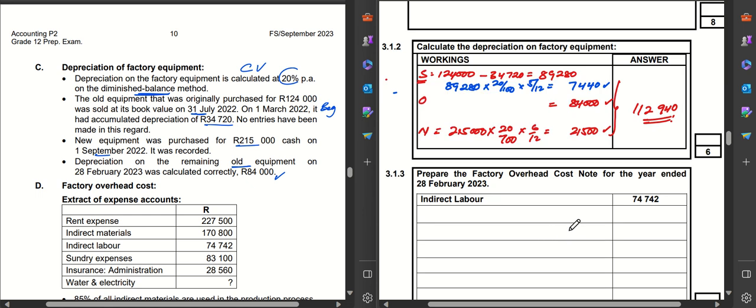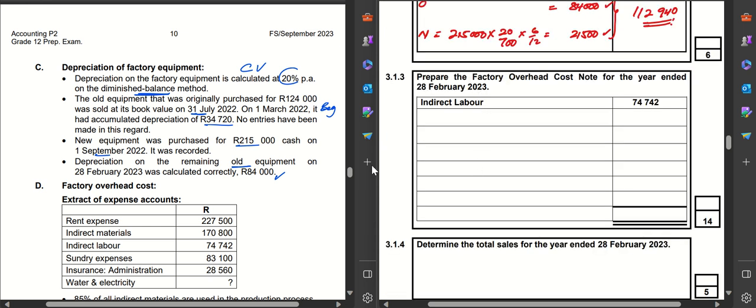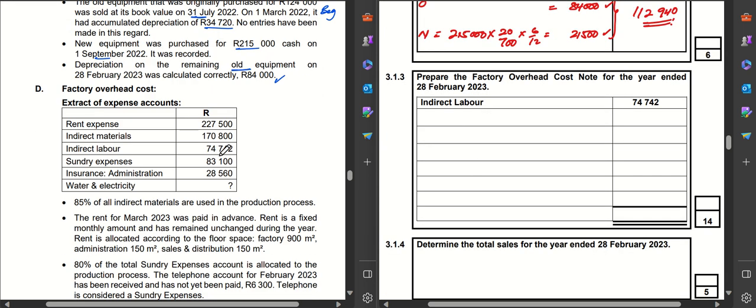Even the 1 rand residual value, make sure you prepare for your depreciation as you're going for your paper 2. Prepare the factory overhead cost note for the year ended 28 February. So we're just going to do the factory overhead cost note here before we conclude today's class.